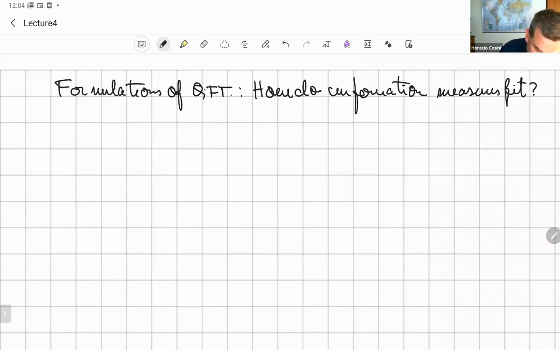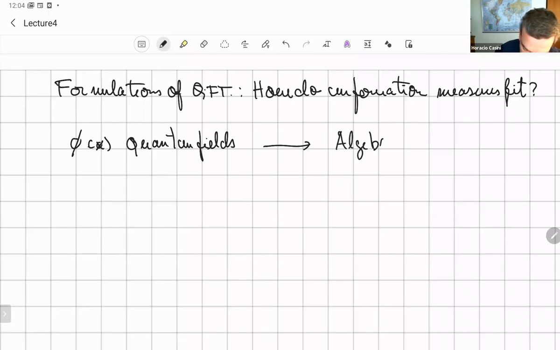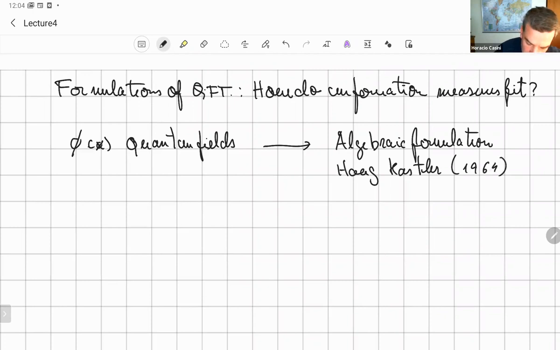So the simplest formulation of quantum field theory is about quantum fields. And there is also another formulation that is quite old, that is the algebraic formulation, by Haag and Kastler in the 60s. And this formulation is based on operator algebras in a region.